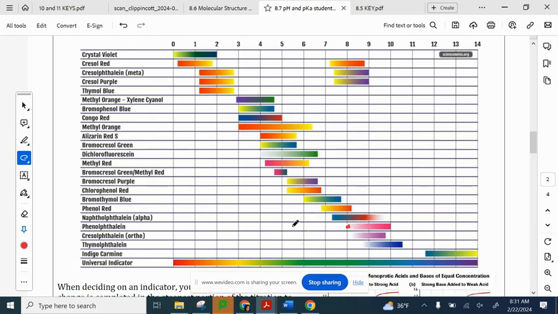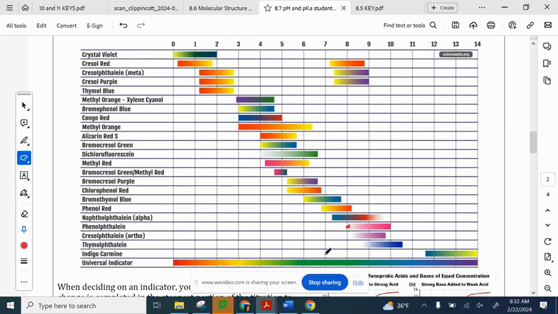Now there are other indicators though, because if you have, for example, a strong acid and a weak base, your equivalence point isn't going to be at 7 anymore. You're going to need an indicator that gives you where that value is. And so you have to be comfortable picking out from a chart what indicator you would want to use.